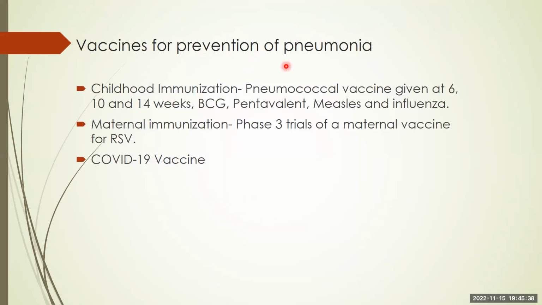So the vaccinations for prevention of pneumonia can either be childhood immunizations, and there's the maternal immunization. For the childhood immunization, pneumococcal vaccine is usually given at 6, 10, and for influenza. And for the maternal immunization, there's research going on on respiratory syncytial virus vaccination given to mothers. And the benefit of immunizing the mother is the baby gets the antibodies through the placenta. And lastly, COVID-19 vaccine also plays a big role in prevention of pneumonia.